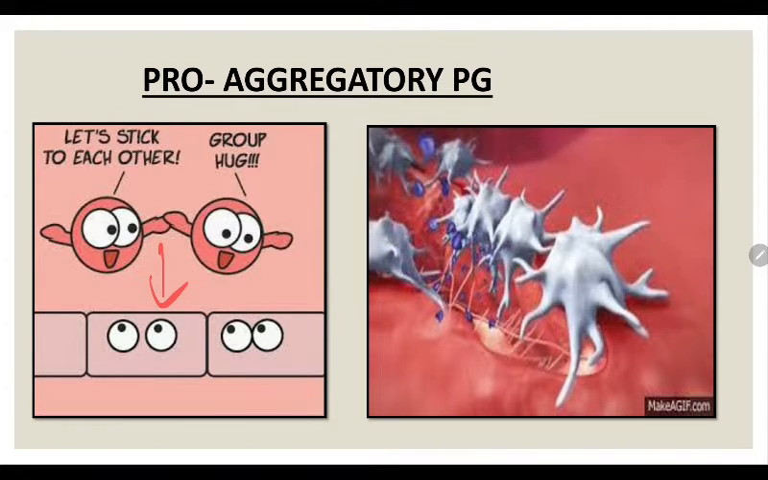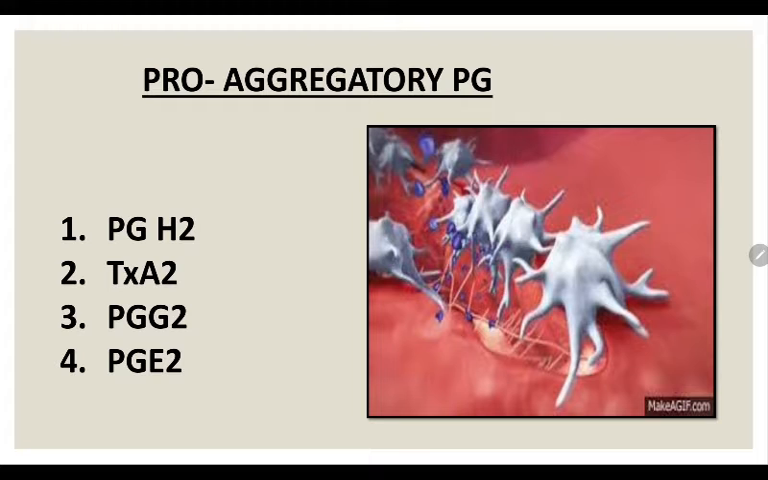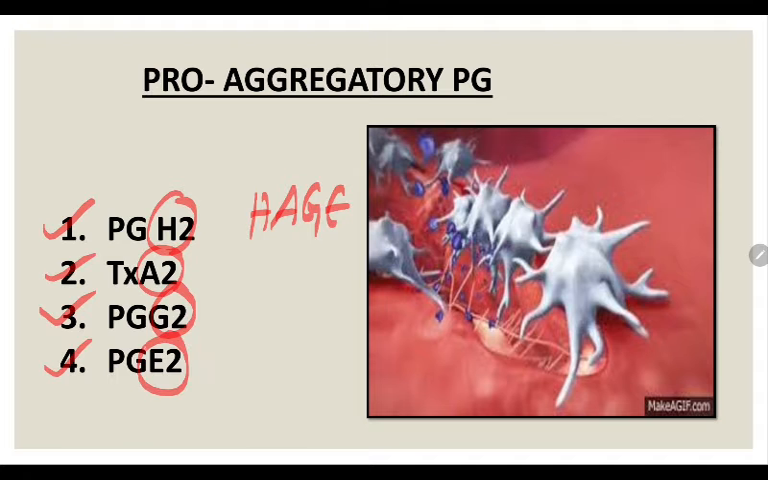To remember pro-aggregatory, let us stick on to the 12th factor. The 12th factor is basically Hageman factor. So remember the name Hage. Having that in mind, it is prostaglandin H2, thromboxane A2, PGG2 and PGE2. There comes Hage. So these are the pro-aggregatory prostaglandins.